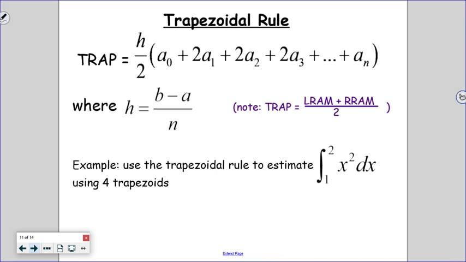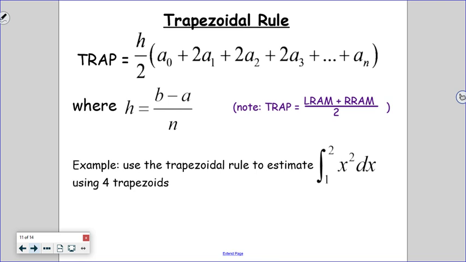Now, there is a formula for finding the height of your trapezoid. I don't know if it's worth memorizing or just understanding what's going on. It is the length of your interval divided by how many equal trapezoids we are drawing into that interval, right? It's not some magical formula I need to remember. How big is the interval? What are we dividing it into? That's the height of our trapezoid. This, also not worth memorizing, but it is interesting, is that your trapezoidal approximation is the average of LRAM and RRAM.